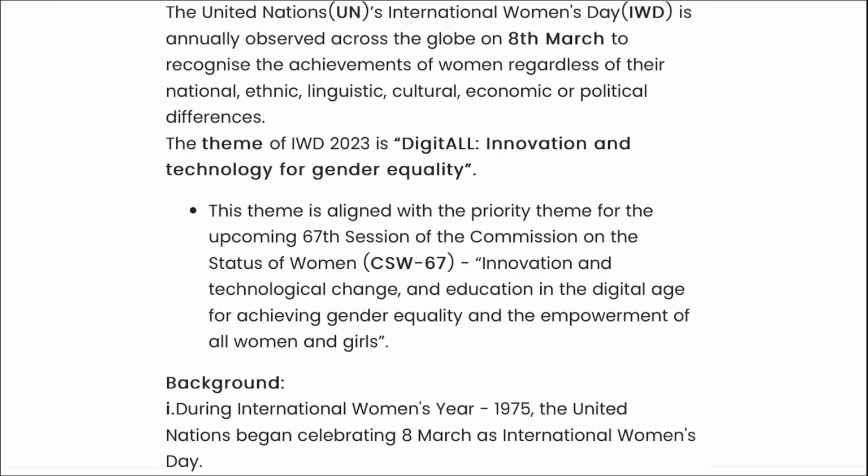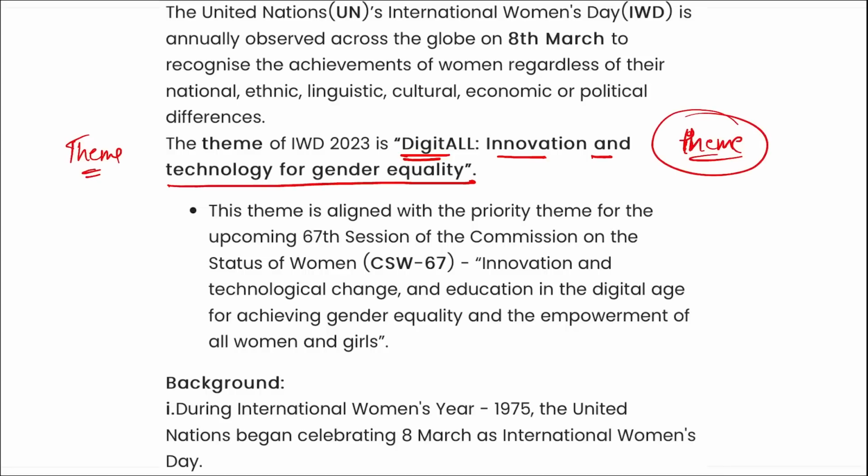Then there is a theme that you need to remember, and the theme is important. The theme is Digital Innovation and Technology for Gender Equality. This is the theme that you have to remember for International Women's Day. Remember, during International Women's Year 1975, the UN began celebrating 8 March as International Women's Day.